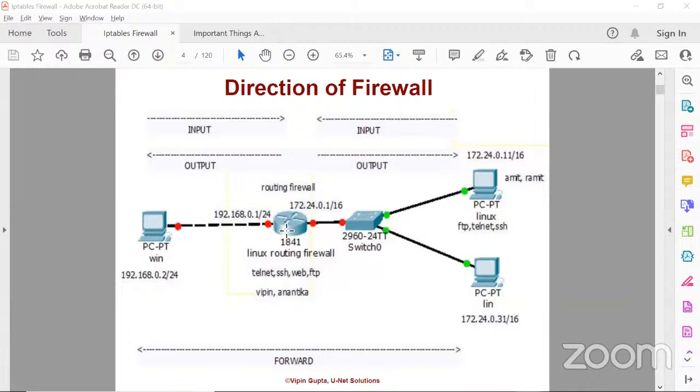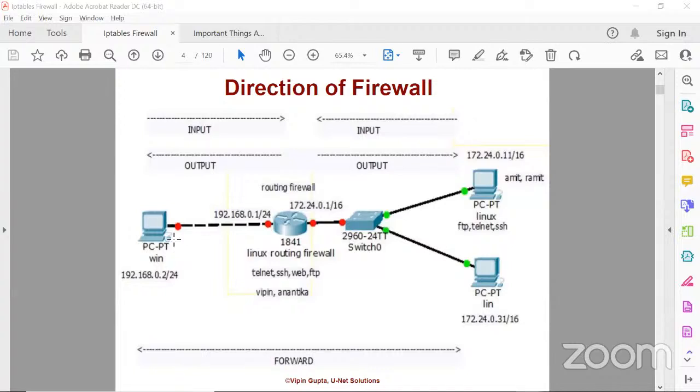And what about from this to this? Again, input. Now, the second case: suppose I'm sitting here and I want that this system should not be able to access anything on this system. Then from this system, we have to put the rule in the output direction. In my class example, I was saying that after 10:30, I will not allow the students to enter the class. So I was putting the restriction in the input direction, but actually it was putting the restriction in the output direction also.